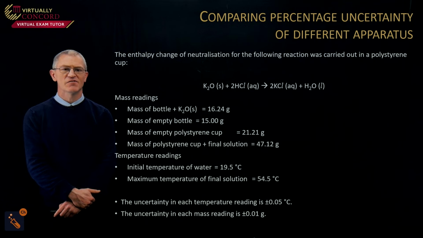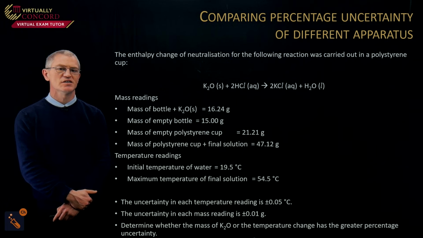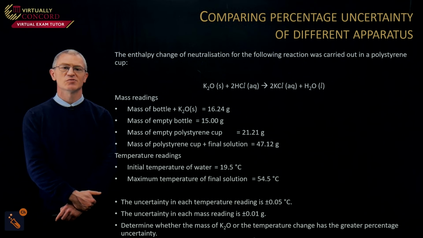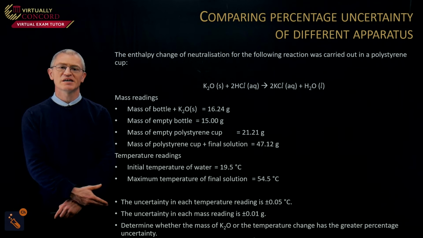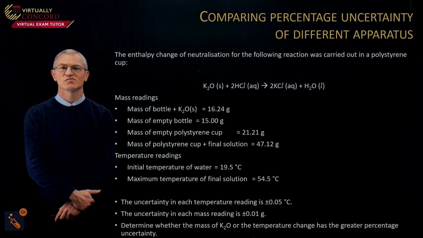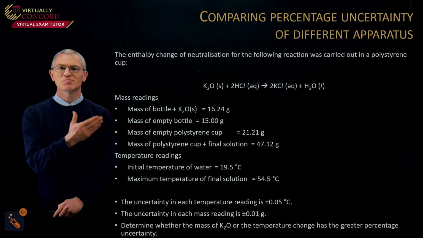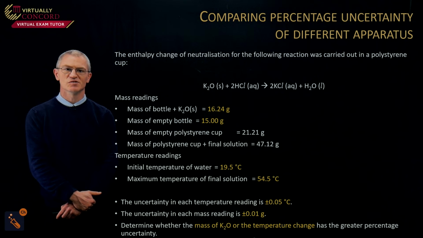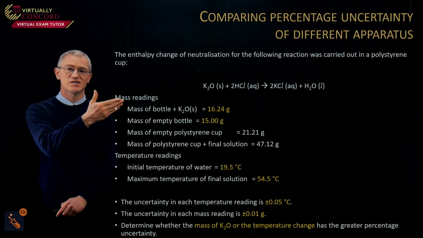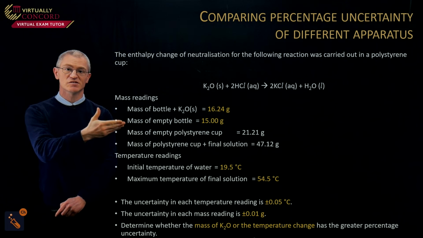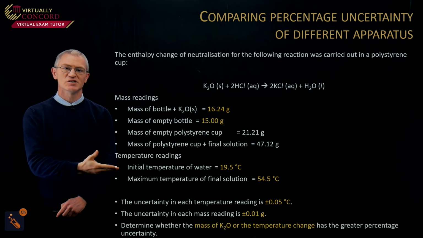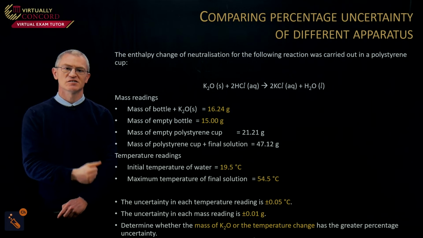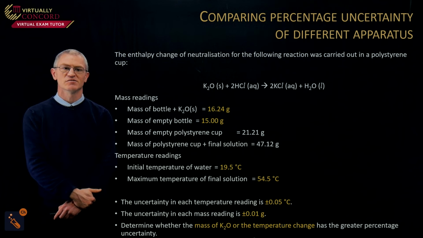Let's now find out what the question is. So the question is, determine whether the mass of potassium oxide or the temperature change has the greater percentage uncertainty. So we're going to compare the temperature change and the mass readings. So let's try and simplify this all down so we can answer the question. And let's highlight the bits that are important. So we know it's the mass reading. The mass reading is of the potassium oxide. So it's only these two values we need. And we need those temperature changes, and we need the uncertainty values.